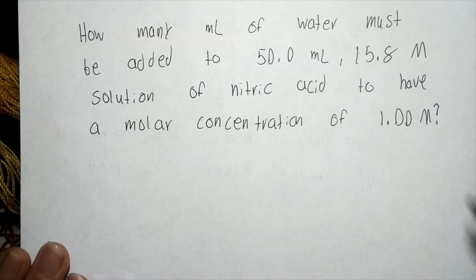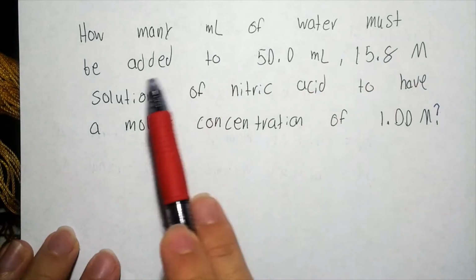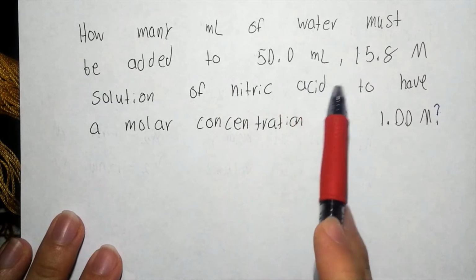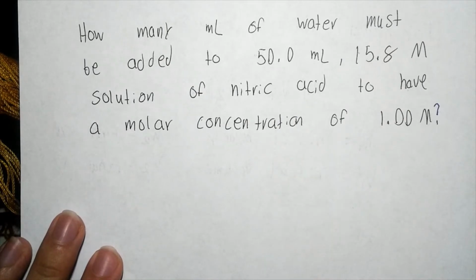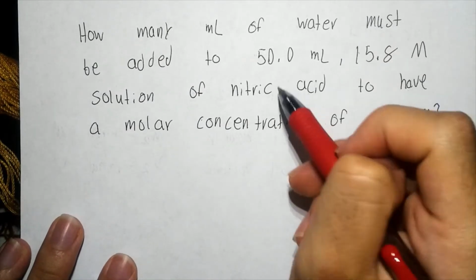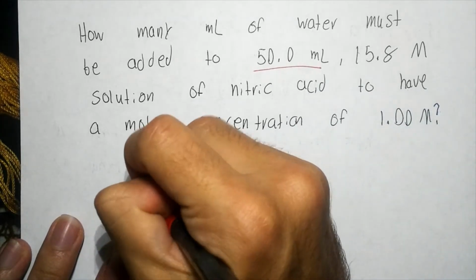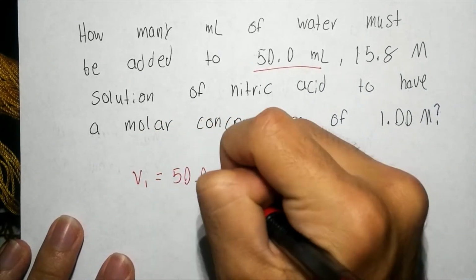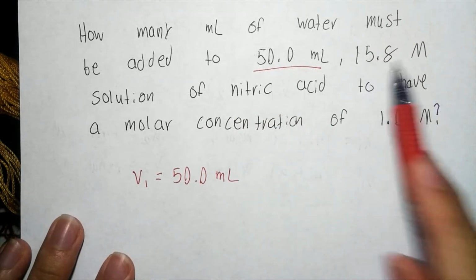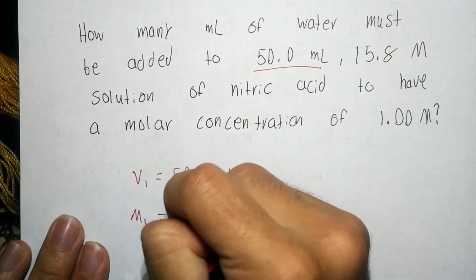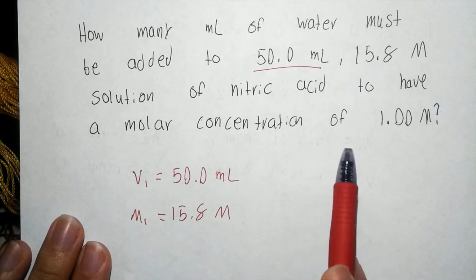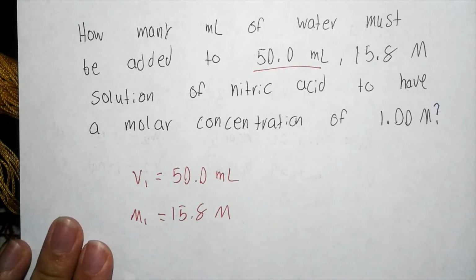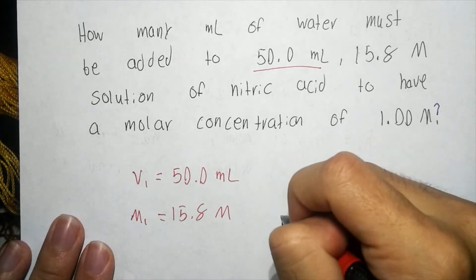All right, well, let's do another one. How many milliliters of water must be added to 50 milliliters of a 15.8 molar solution of nitric acid. So right off the bat, let's write some things down. We have an initial volume, that's 50 milliliters. We have an initial concentration, 15.8 molar. Let's keep reading. To have a molar concentration of 1.00 molar, and that is my last variable that's given to me, and this is our M2.